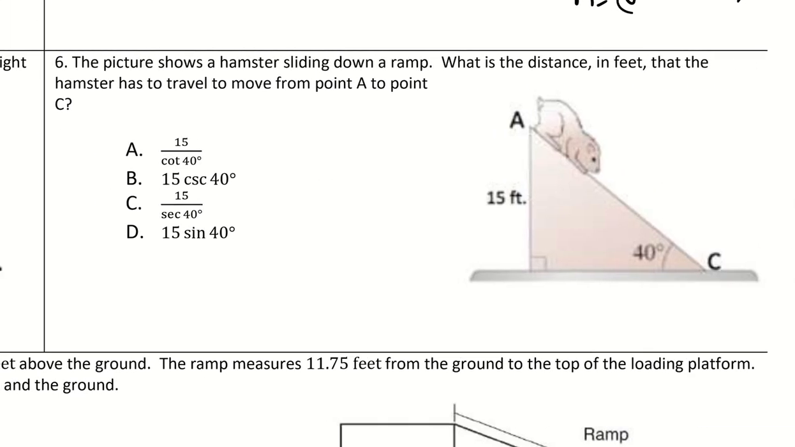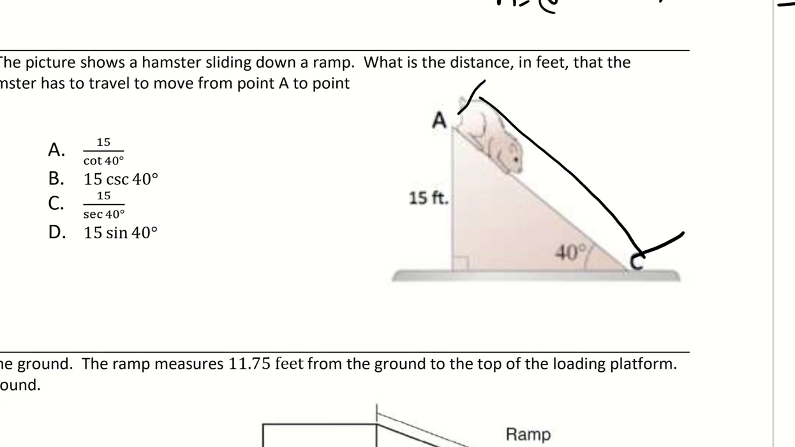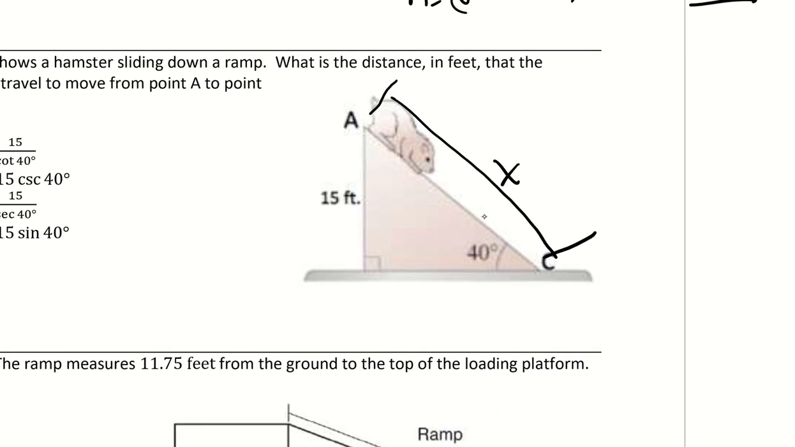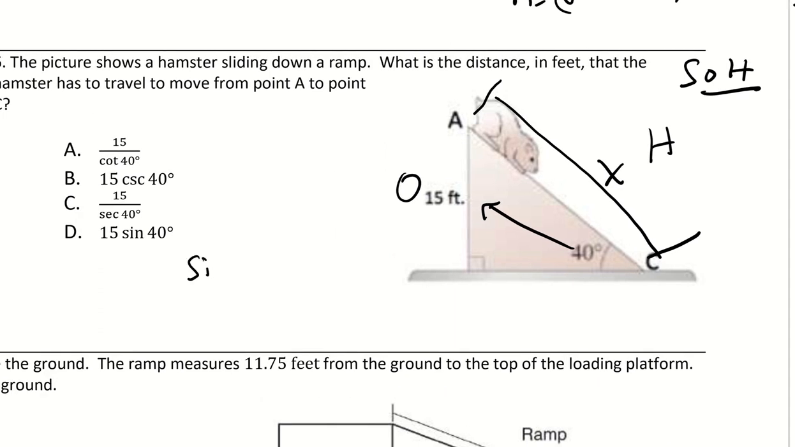All right, number 6, the picture shows a hamster sliding down a ramp. What is the distance in feet that the hamster has to travel to move from point A to point C? So we want to move from point A to point C. So we'll call that distance x, okay? And so we have, that's the hypotenuse, right? So this is opposite, and then that's hypotenuse. So that's SOHCAHTOA, so sine. So we have sine of 40 is equal to 15 over x.